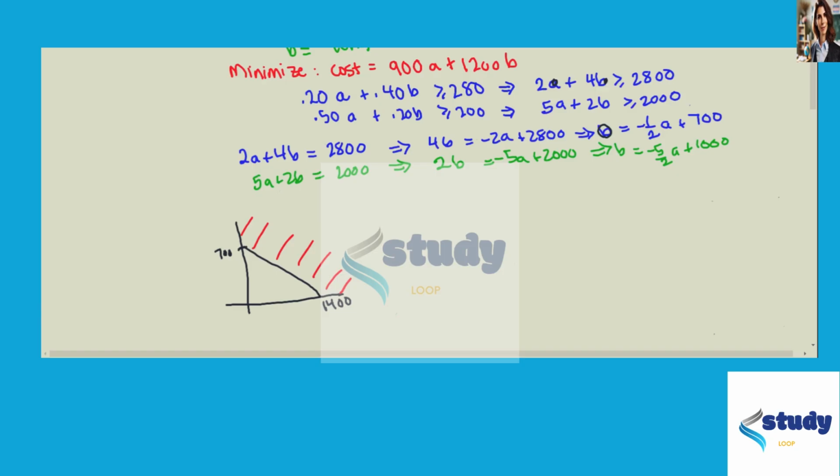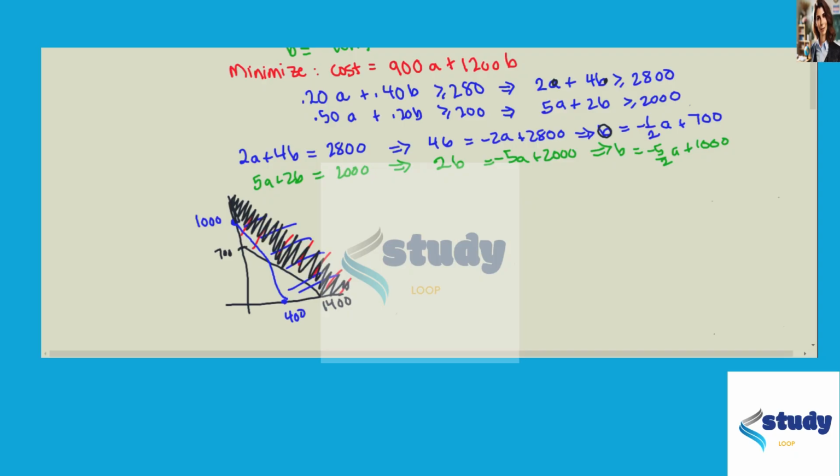Now the second one starts at 1000, which is higher than 700. It goes downhill, and its x-intercept will be 2,000 divided by 5, which is 400. And if you plug 0, 0 into the original one, it's also false, so you have to go this way. So the area that we're interested in is this right here.